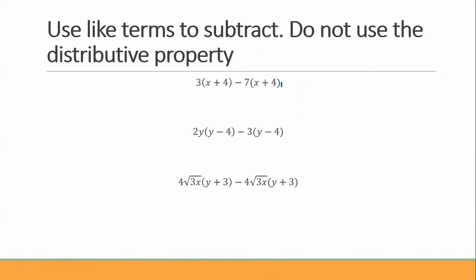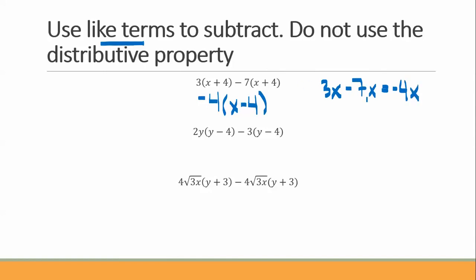Just like we did before, we're going to use like terms to subtract. We're not going to distribute. So here we have 3 of this x minus 4 minus 7 of x minus 4. So 3 minus 7 is minus 4, x minus 4. Just like if we had 3x minus 7x is negative 4x. Our x minus 4 is our like term.